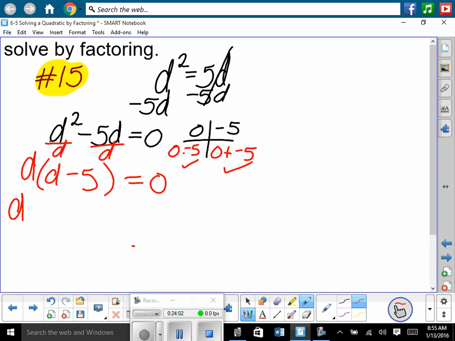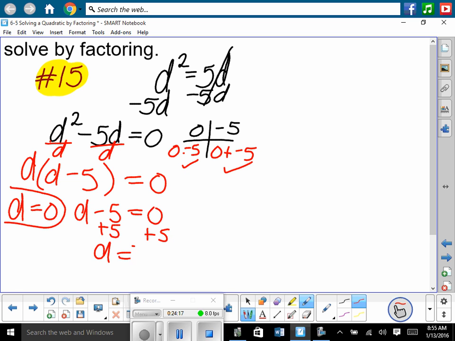So this is a factor still, right? So we set d equal to 0. We set d minus 5 equal to 0. Solve for d in each case. Isn't d already solved for? Yes. There's one of our answers. Add 5. So d is equal to 5. So does everybody see how to do that one like the easiest way? Are we confused at all?